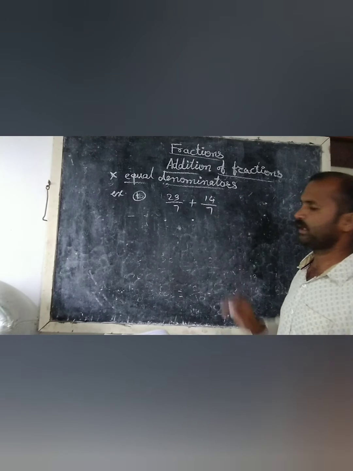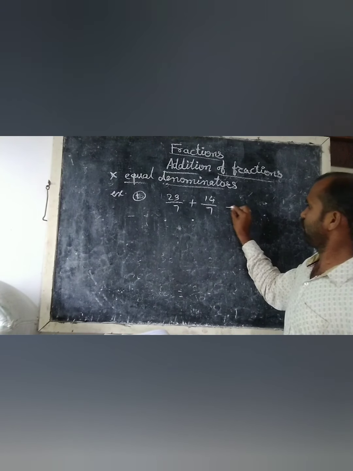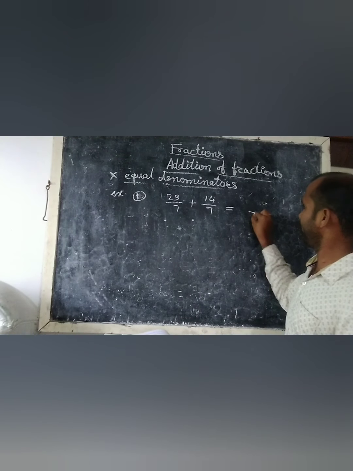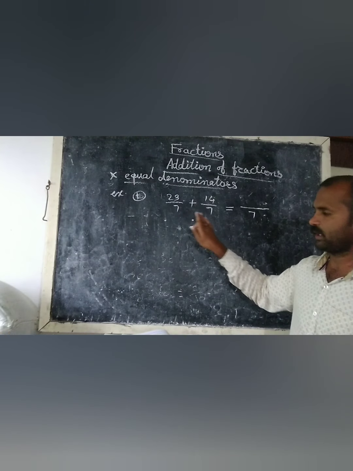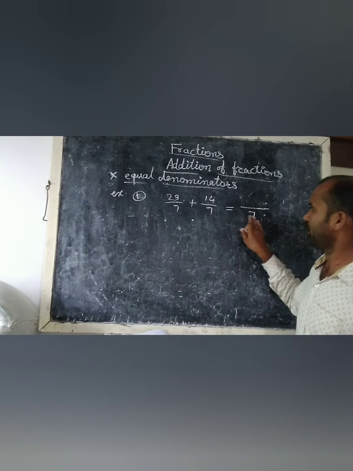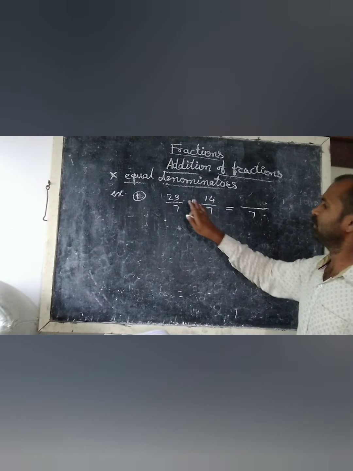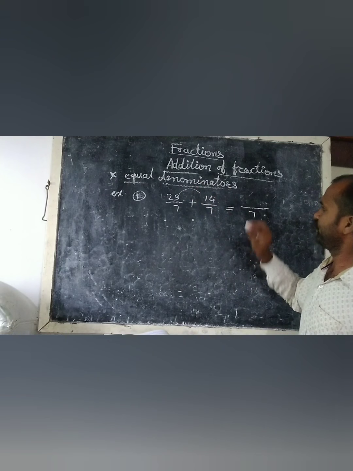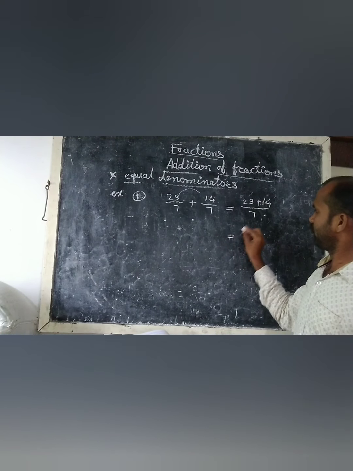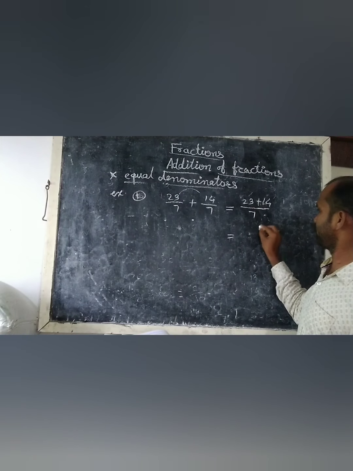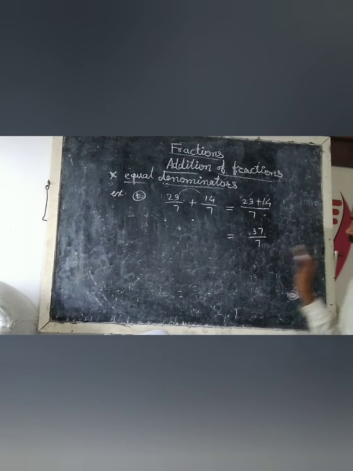Now here the denominators are equal, so in the next step we take one common denominator. If denominators are equal, take one common denominator. You don't add the denominators; find the sum of the numerators, that is 23 plus 14. 3 plus 4 is 7, 2 plus 1 is 3, so 37 upon 7.